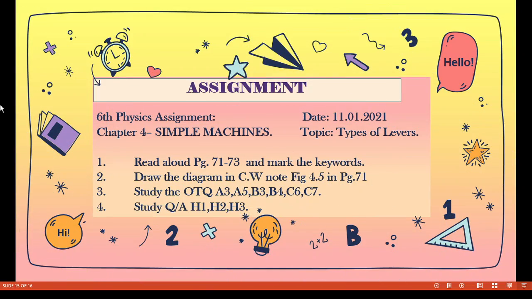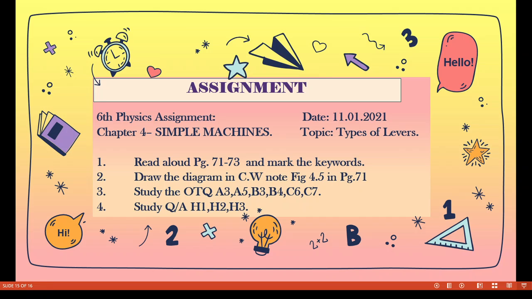Okay students, what is the assignment in this class? You have to read aloud from page numbers 71 to 73, and you have to mark all the keywords present in the corresponding pages. Then you have to draw the diagram in your classwork note, and the reference figure is given in page number 71, figure 4.5. Okay, so this is the example of class 1 levers.